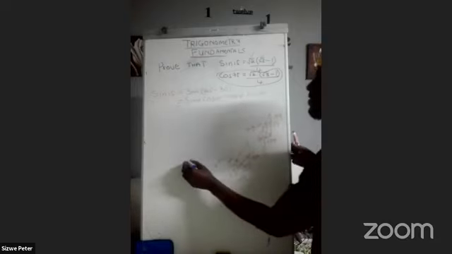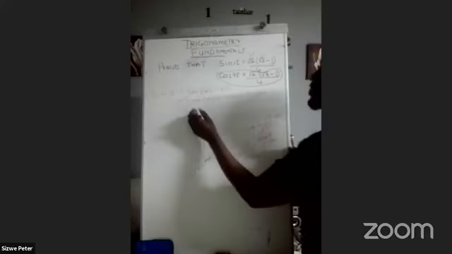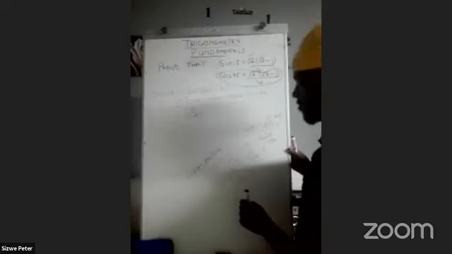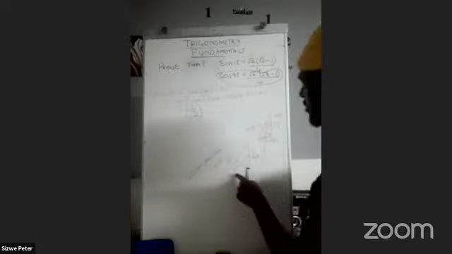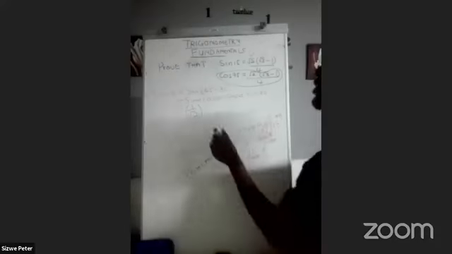Sine, according to SOH CAH TOA, what is sine? Opposite over hypotenuse. Very good. The opposite is 1, over the hypotenuse. So for sine 45, 1 opposite over what? Over hypotenuse. It's opposite over hypotenuse.